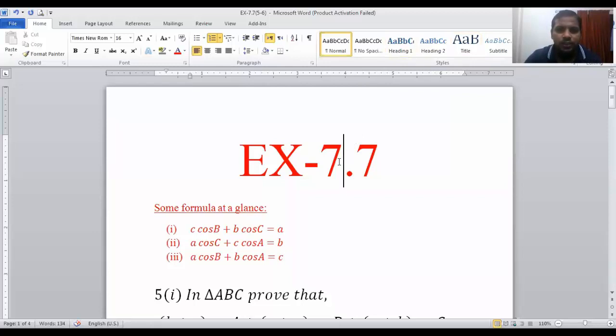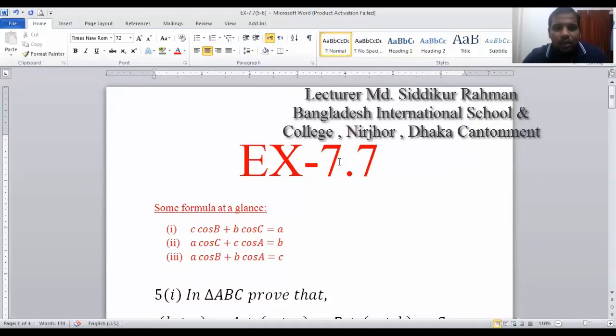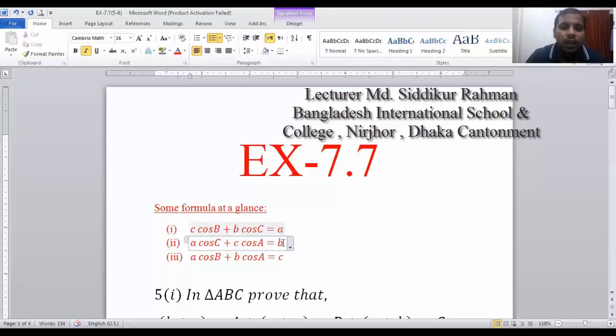Okay, it is exercise 7.7. And we are watching the formula. In our previous class we got this formula, some formulas at a glance. So it is c cos b plus b cos c is equal to a, a cos c plus c cos a is equal to b, and a cos b plus b cos a is equal to c. Actually a, b, c all are the lengths of the sides of the triangle.